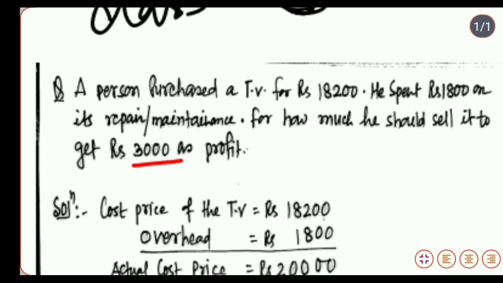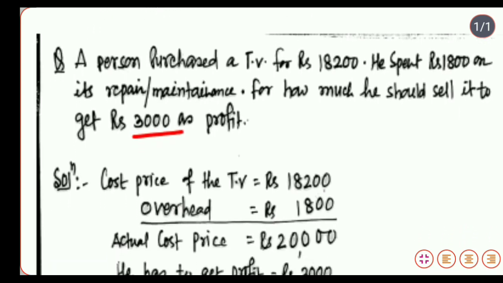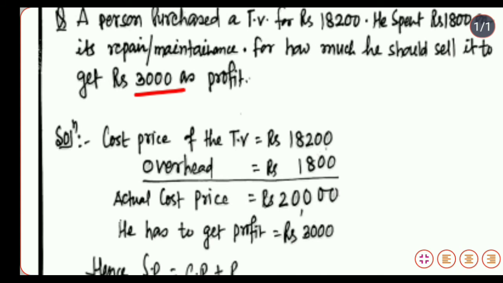So see it. The cost price of the TV is 18,200, and the maintenance or the extra cost that is taken is in a single word known as overhead. Whenever there is extra cost, you write it as overhead. Then overhead is rupees 1,800. Then what is the actual cost? This and this must be added. That means the net CP, or the actual CP, will be both added, that is rupees 20,000.